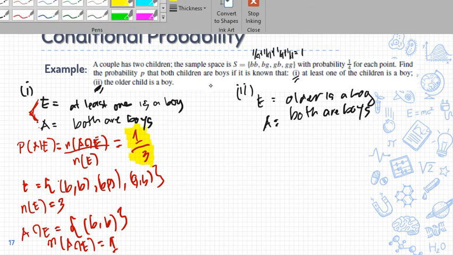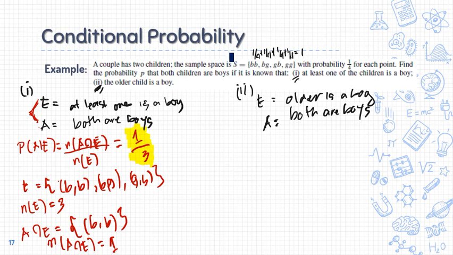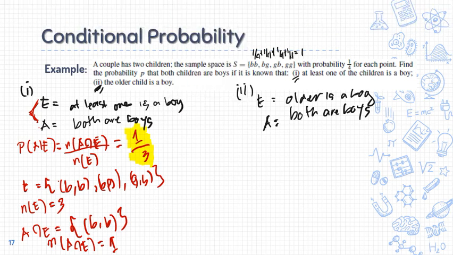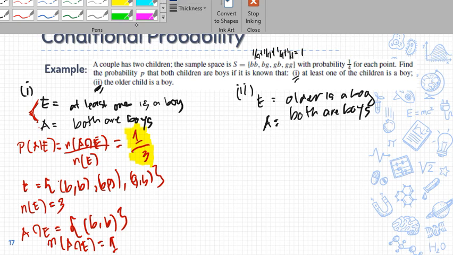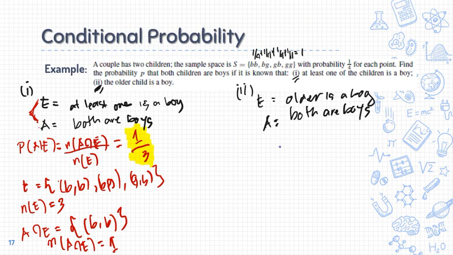The next situation is that the older is a boy. So your friend says, friend, my eldest is a boy. Okay, then analyze in your head, since you are bright, what is the chance that the younger one is also a boy? Okay. Right?